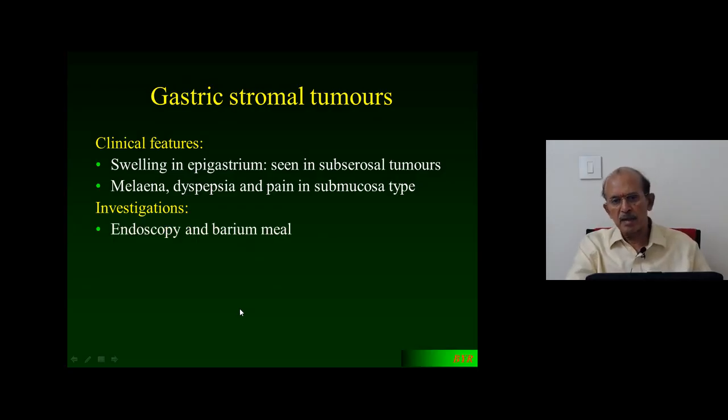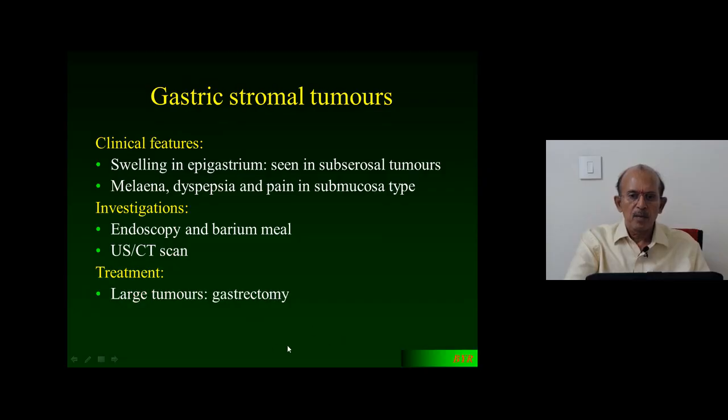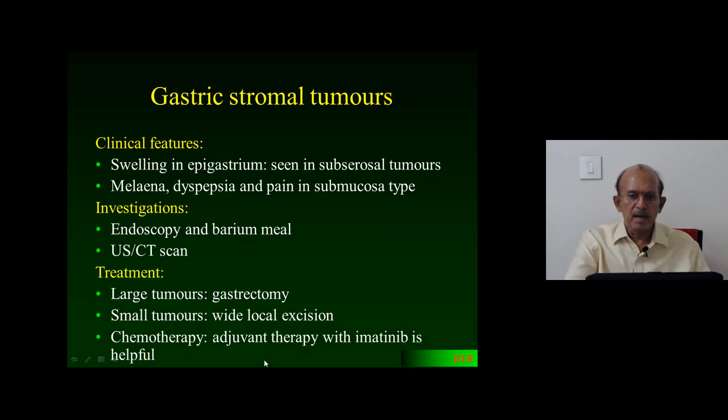Investigations, endoscopy and barium meal. Ultrasound or CT scan. Ultrasound is not much useful. CT scan will show you the size of the tumor and its infiltration as well as the liver secondaries. Large tumors, the treatment is gastrectomy. Small tumors, wide local excision. Chemotherapy, adjuvant therapy with imatinib is helpful.